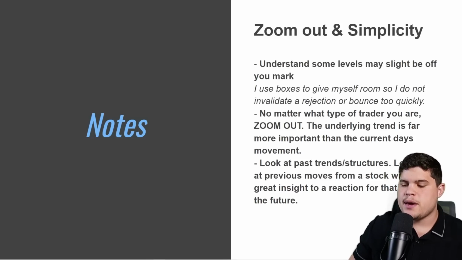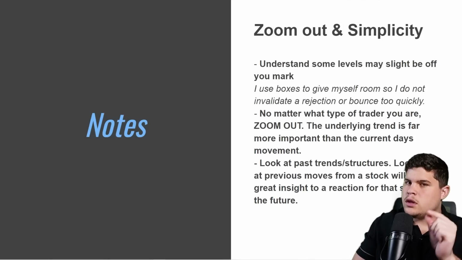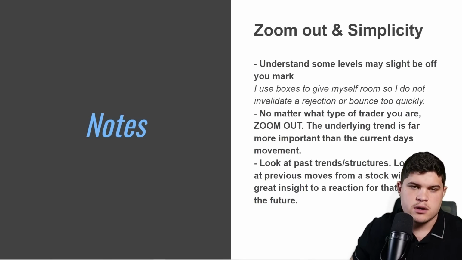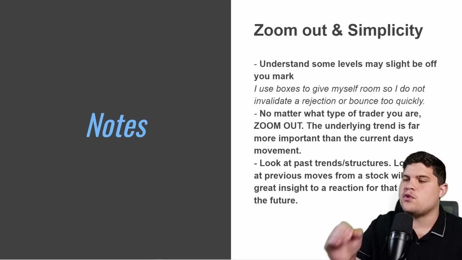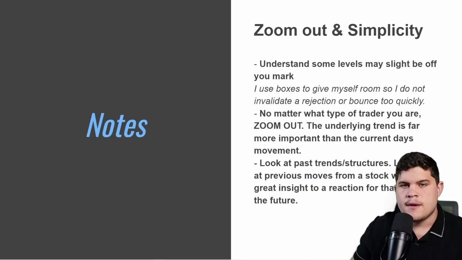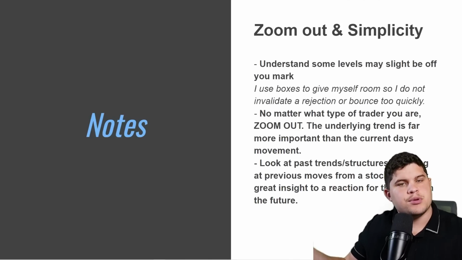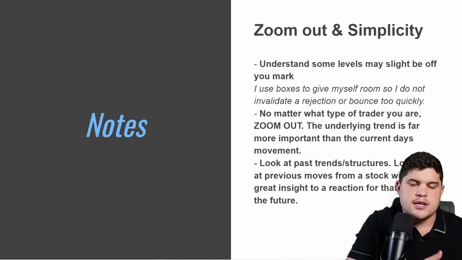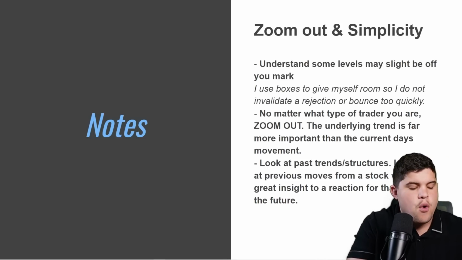I want to give myself room to be wrong. I don't think people in this space acknowledge being wrong enough, but you have to give yourself room for a little bit of failure or a little bit of human error. No matter what type of trader you are, you have to zoom out. The underlying trend is far more important than the current day's movement. If we're breaking out of a level, if we're making higher highs in a 4-hour structure, then on the 5-minute structure, I'm going to be looking to trade to the upside 90% of the time. Why? Because the trend is still moving higher. So that means I don't want to counter trade what's happening out there. I want to focus on where the underlying trend and structure is giving me.